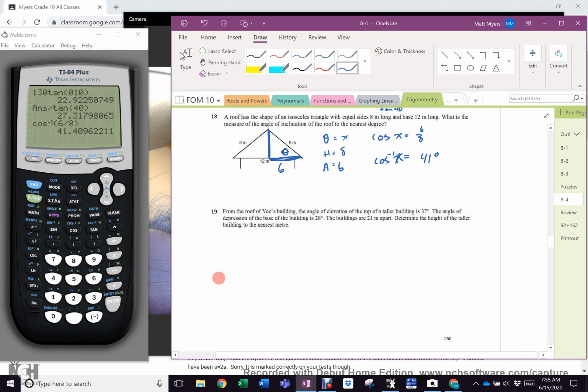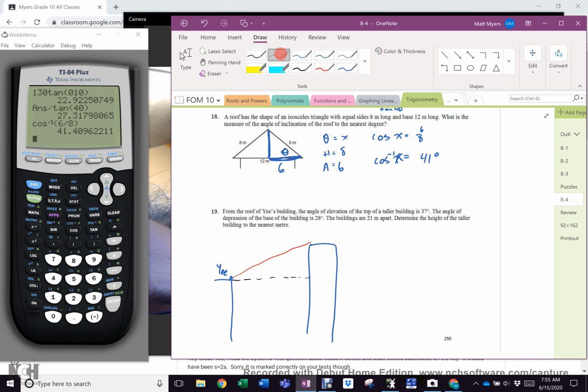Here's another building question. It's almost exactly the same. From the roof of Ye's building, there's Ye right there, the angle of elevation to the top of a taller building. So Ye is, of course, going to look right across here. The angle of elevation to the top of the taller building is 37. The angle of depression is 28. So that's, of course, right down here, 28. And the distance between the buildings is 21. I want the height of the taller building.